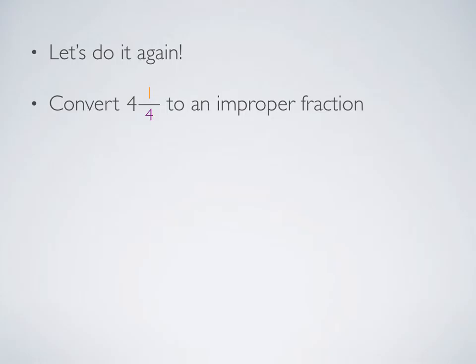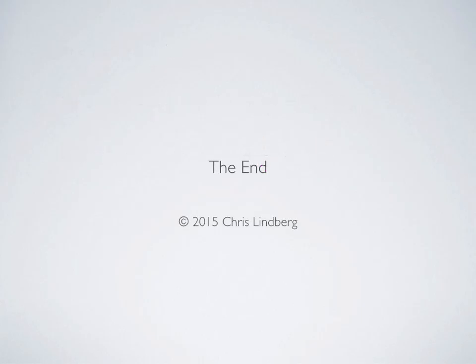Let's do it again. Let's convert 4 1/4 to an improper fraction. So we multiply 4 times the denominator 4, that's equal to 16, plus 1 is 17, and that's our new numerator. So 4 1/4 is equal to 17/4.